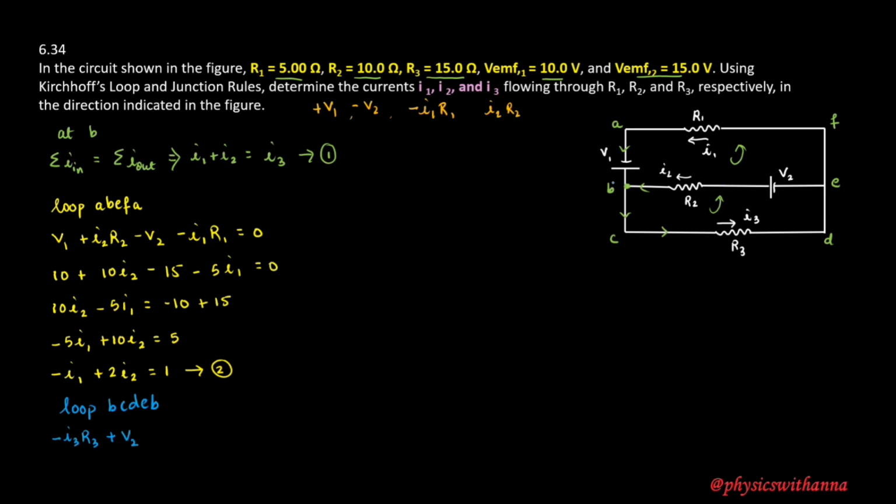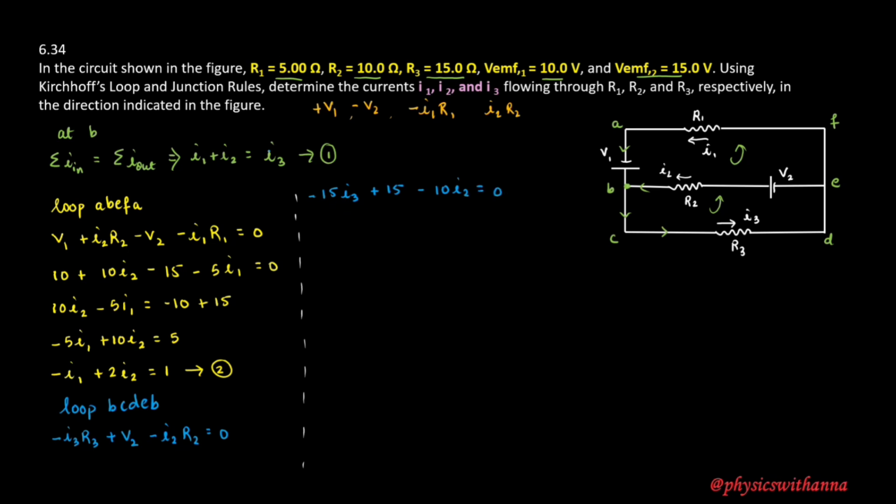Then while going towards B, we go in the same direction as current I2. So again, the potential drop across R2 will be negative I2 R2. And all of this will be equal to 0. Now let's substitute. R3 is 15, so we get negative 15 I3. V2 is also 15 and R2 is 10, so minus 10 I2 equals 0.